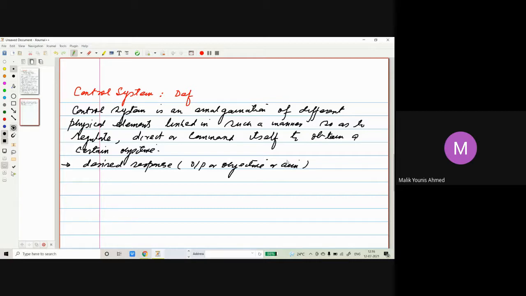So the number of subsystems will be interconnected together to provide a desired output or a desired response when a specific input will be given. Given a specific input, jab usko kuch input diya jayega, when the input is given, it will process it. So let me draw it diagrammatically.